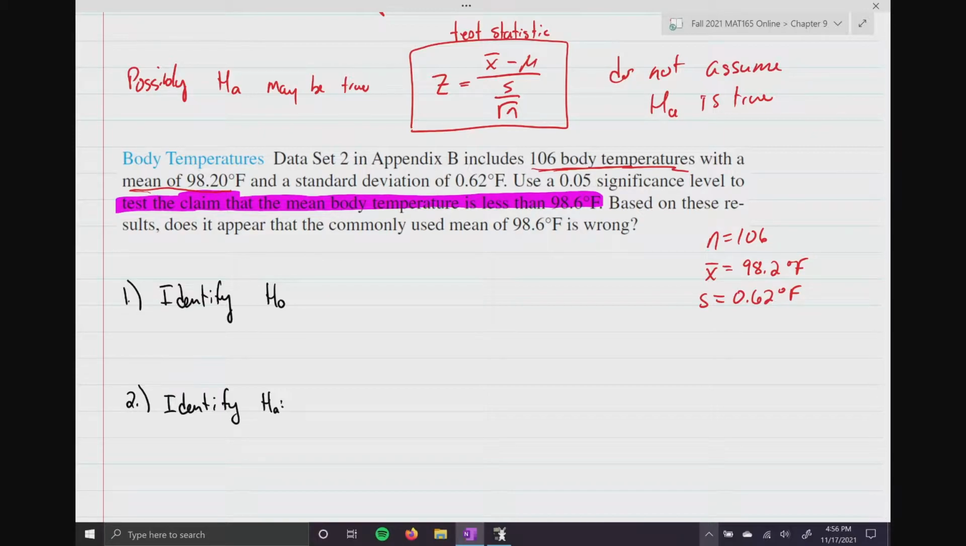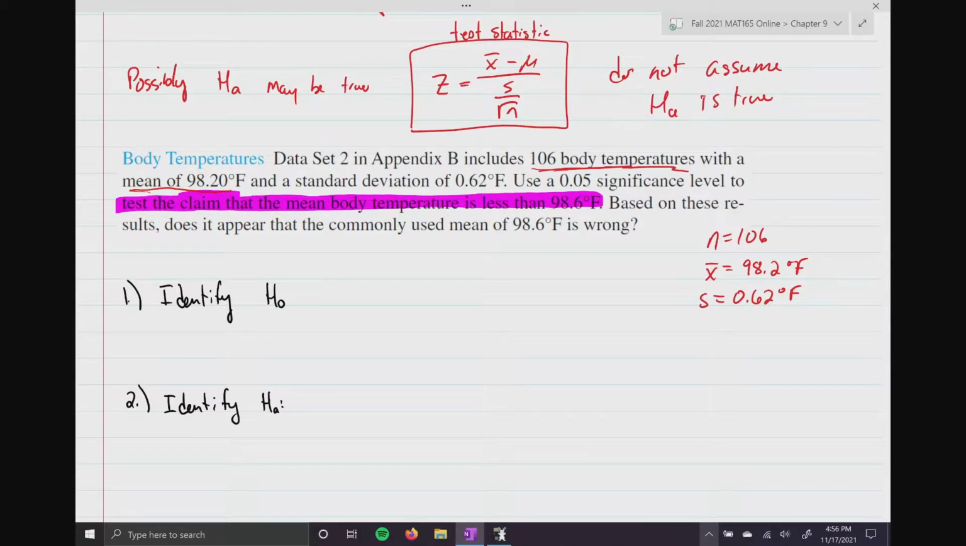I know this is a really simple or silly example, but in a way it's so profound in what we're actually doing here. Because if you think about what's happening, we've gone our whole lives thinking 98.6 was normal. One researcher tested that and said, well, if you're going to tell me it's 98.6, I'm going to do my own research. I'm going to get 106 body temperatures, and what I found was it's actually less.